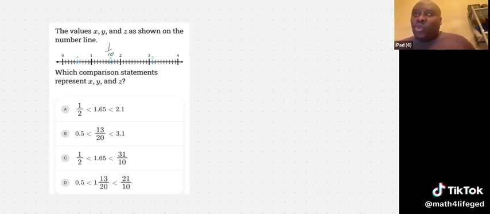And then if you were to continue, this is 1, and then the next bar would be 1 and 1/10, and so on and so forth, right? So that's how the number line is measured.